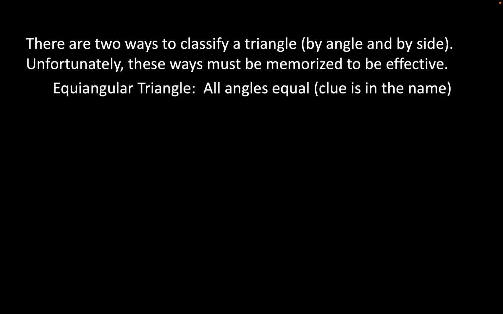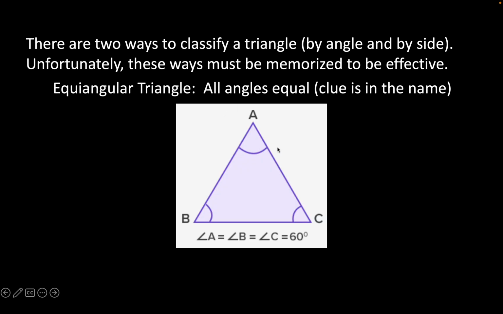So with that said, we also have an equiangular triangle. And what that means is that all angles are equal, and the clue is in the name. When you look at equi, that's like equal, and then of course angular means angle. So every angle is equal, which means everything is the same. So what you're looking at here is that all three of these angles would be congruent or equal.